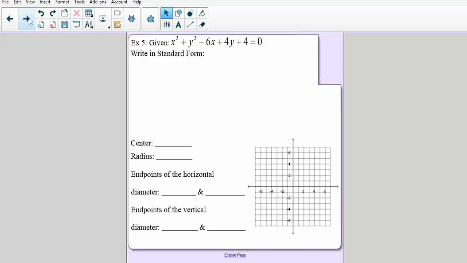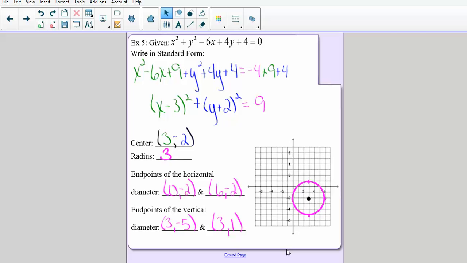All right, let's go. Go ahead and pause the video and work out example 5. All right, here it is. So you should have grouped your x's together. Half of -6 squared would be 9, because half of 6 is 3. 3 squared is 9. For your y's, again, I apparently like 4. Half of 4 is 2. 2 squared is 4. So remember, if we're adding 9 and adding 4 to the left side, we had to do that to the right side. To move this +4 over, we had to subtract 4. I don't know why I didn't write that, but I didn't.